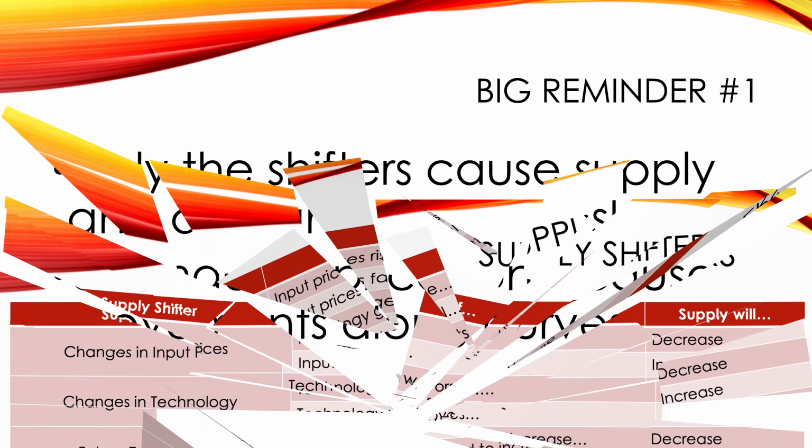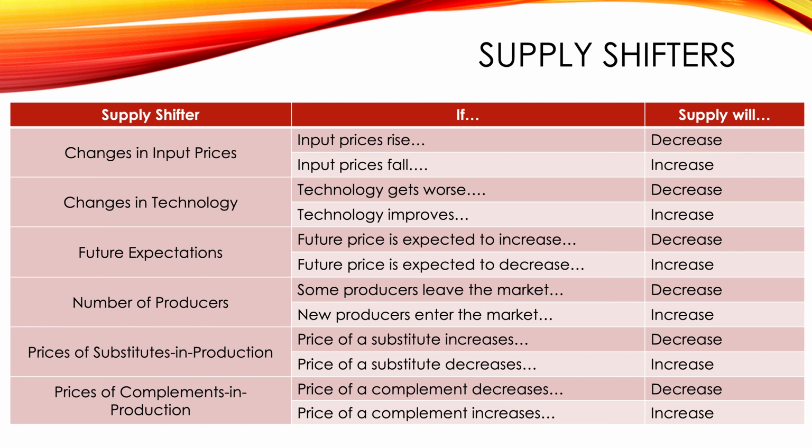Now with that said, of course, if we're talking about prices of substitutes or prices of complements, either in production or consumption, that's a different thing, right? That is a shifter. Or if we're talking about future expectations of price, that's not a price change, that's just what people think is going to happen. So just because you see the word price, don't get confused all of a sudden and think, oh, that can't be a shift. You just have to pay attention to what we're talking about the price change of. So that's big reminder number 1. Only the shifters on those lists cause shifts.